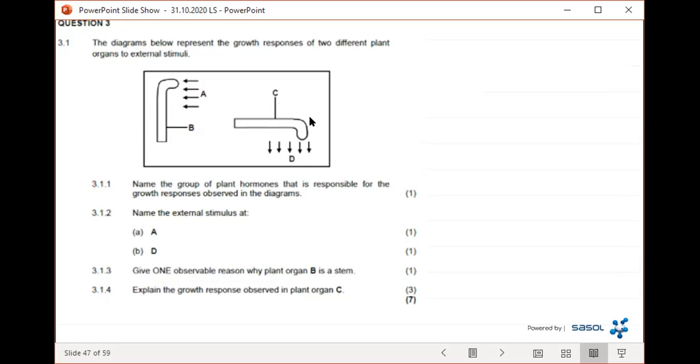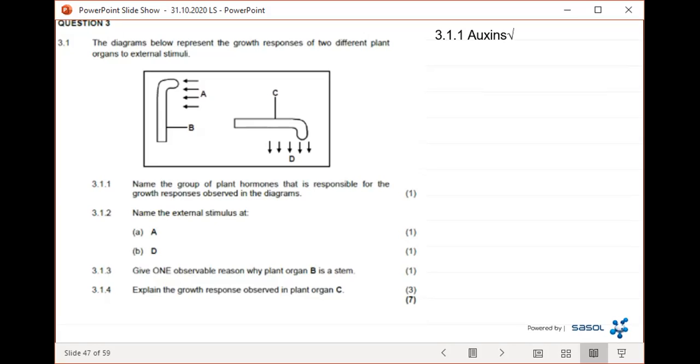Okay, so then let's go through the question. Question 3.1.1, name the group of plant hormones that is responsible for the growth responses observed in the diagrams. Then question 3.1.2, name the external stimulus at A as well as at D. Then question 3.1.3, give one observable reason why plant organ B is a stem. Question 3.1.4, explain the growth response observed in plant organ C. Okay, then we can go back to question 1. Name the group of plant hormones that is responsible for the growth responses observed in the diagrams, and it is auxins. We know that auxins bring about tropisms.